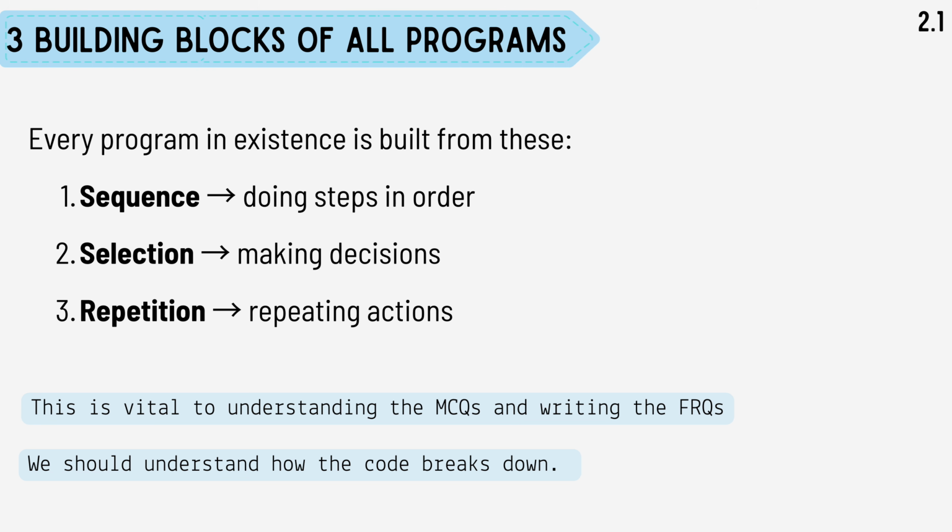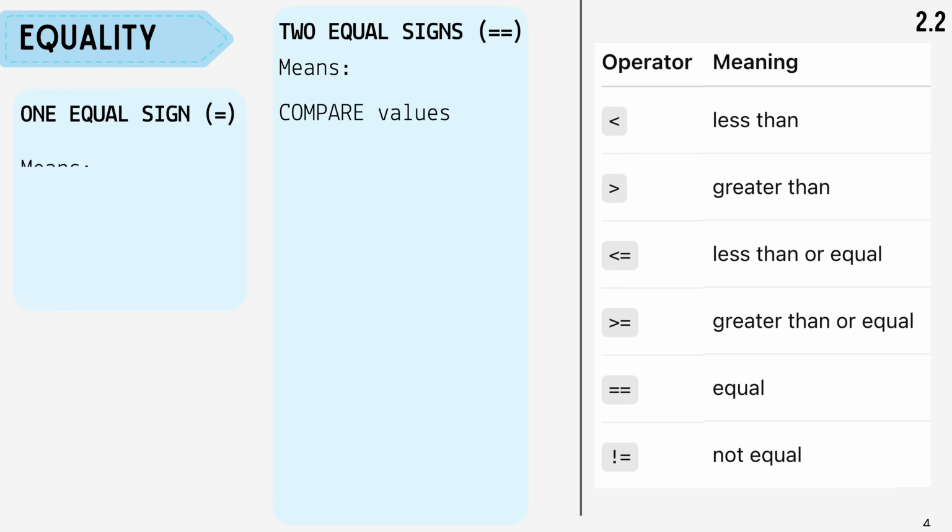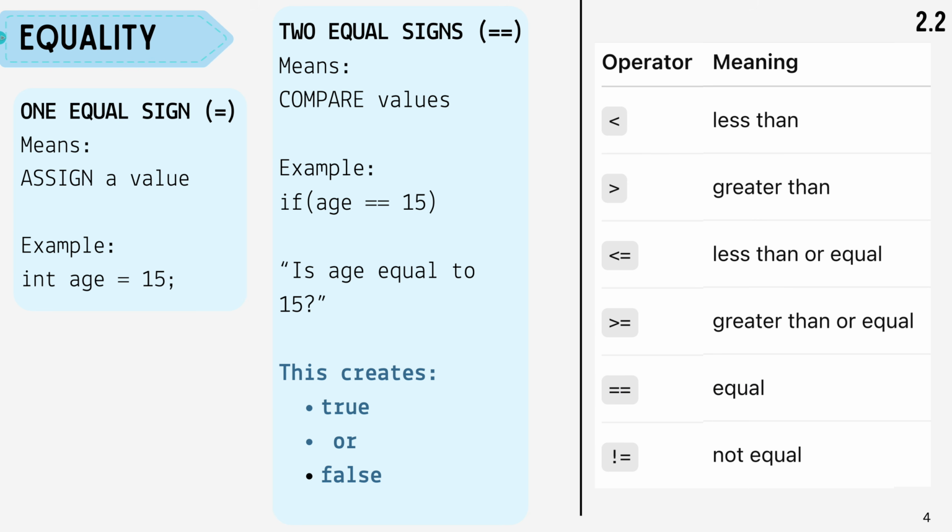Let's start by understanding the three building blocks: sequence, selection, and repetition. So sequence is when something goes in order, selection is making decisions based on the conditions, and repetition is what loops do. And loops is something that we will be going on to understand in this video. So let's start with something simpler, the equality.